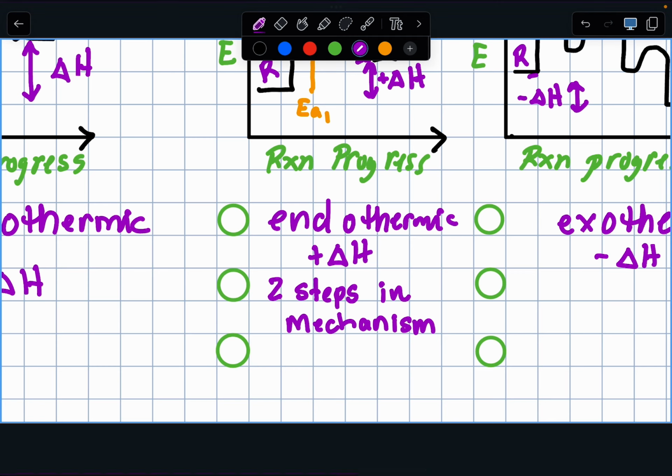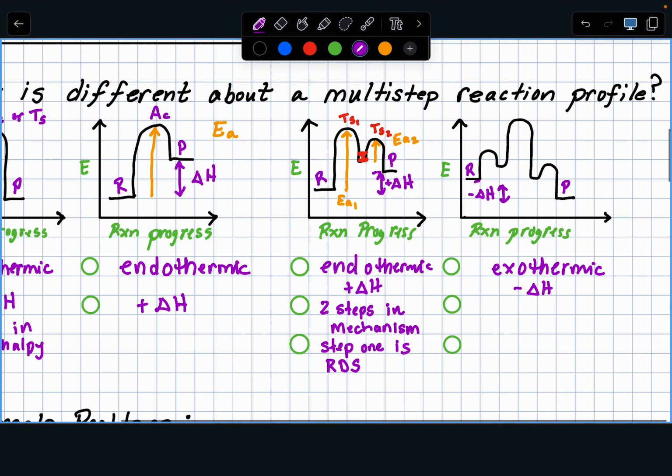And then the other thing you're going to want to say is that step 1 of this mechanism is the rate determining step. I'm going to put RDS. You might see other teachers that use RDS as a shortened term for rate determining step. So again, I'm just going to write that down here. So if I write RDS, that means the rate determining step.